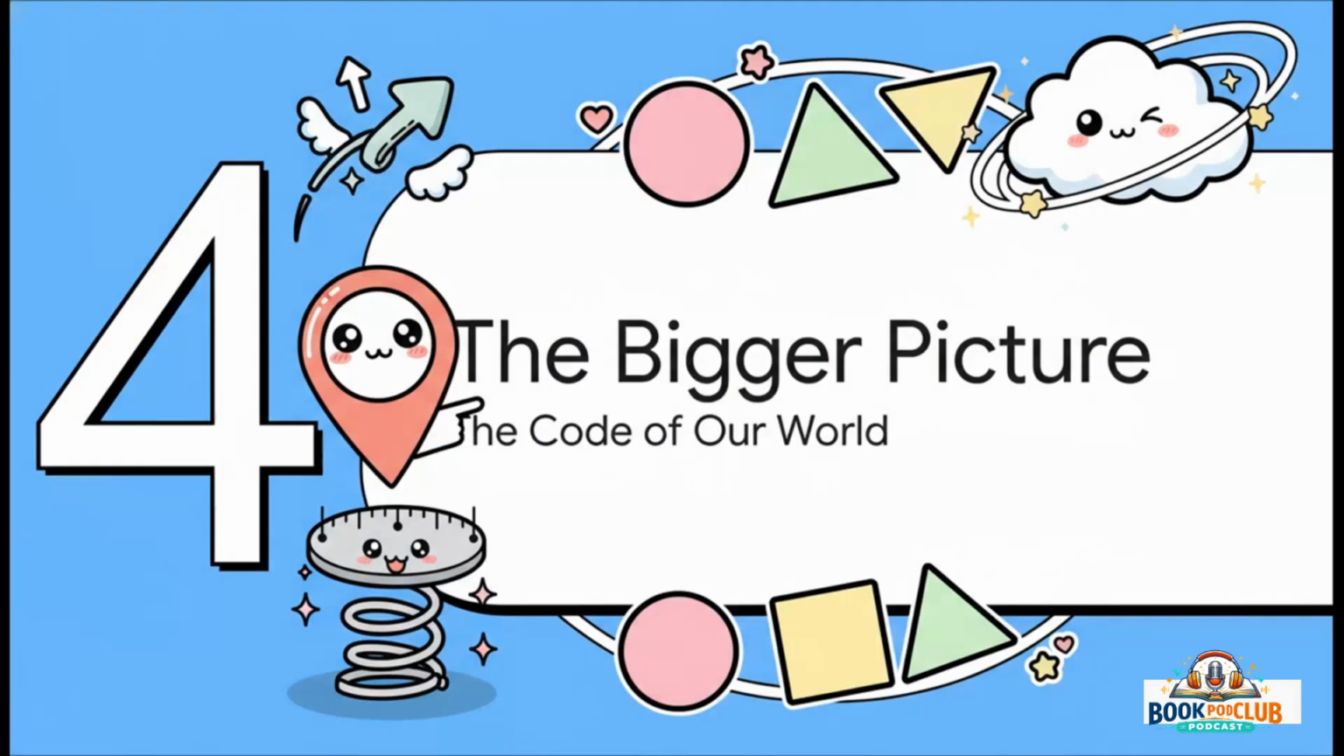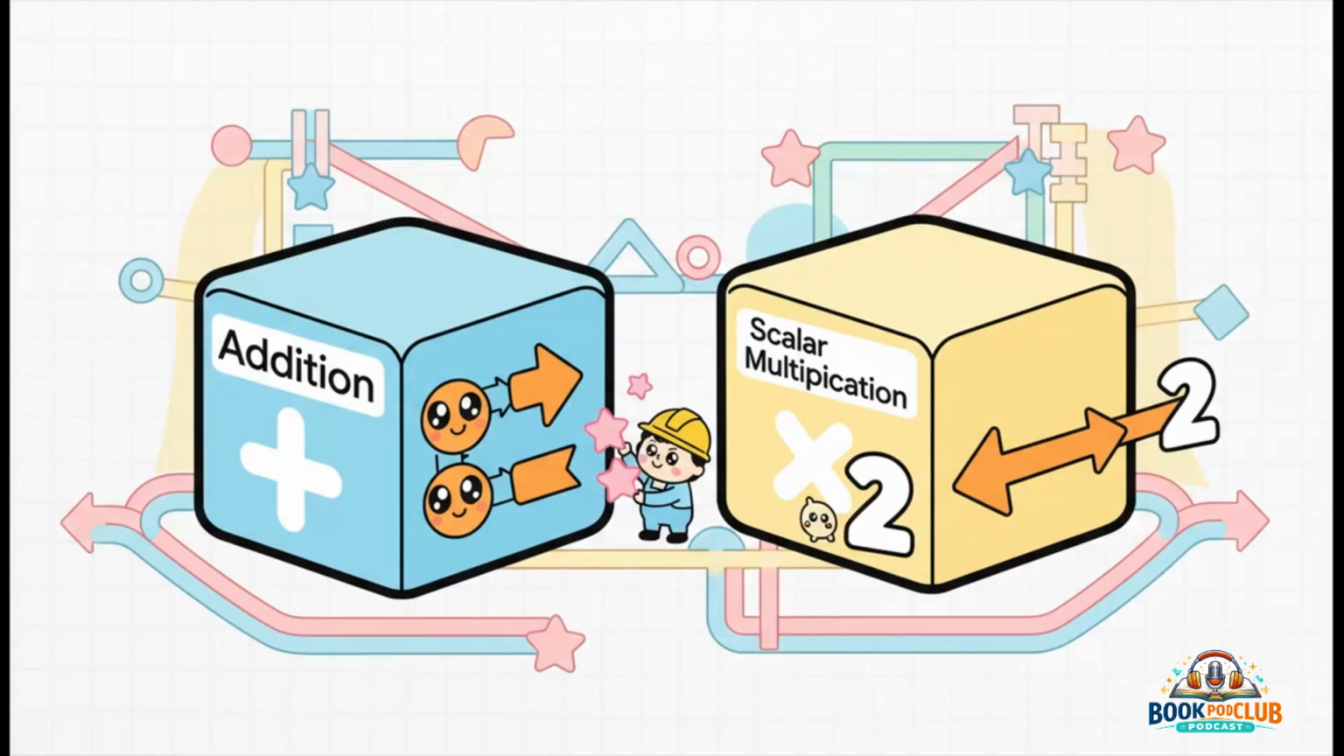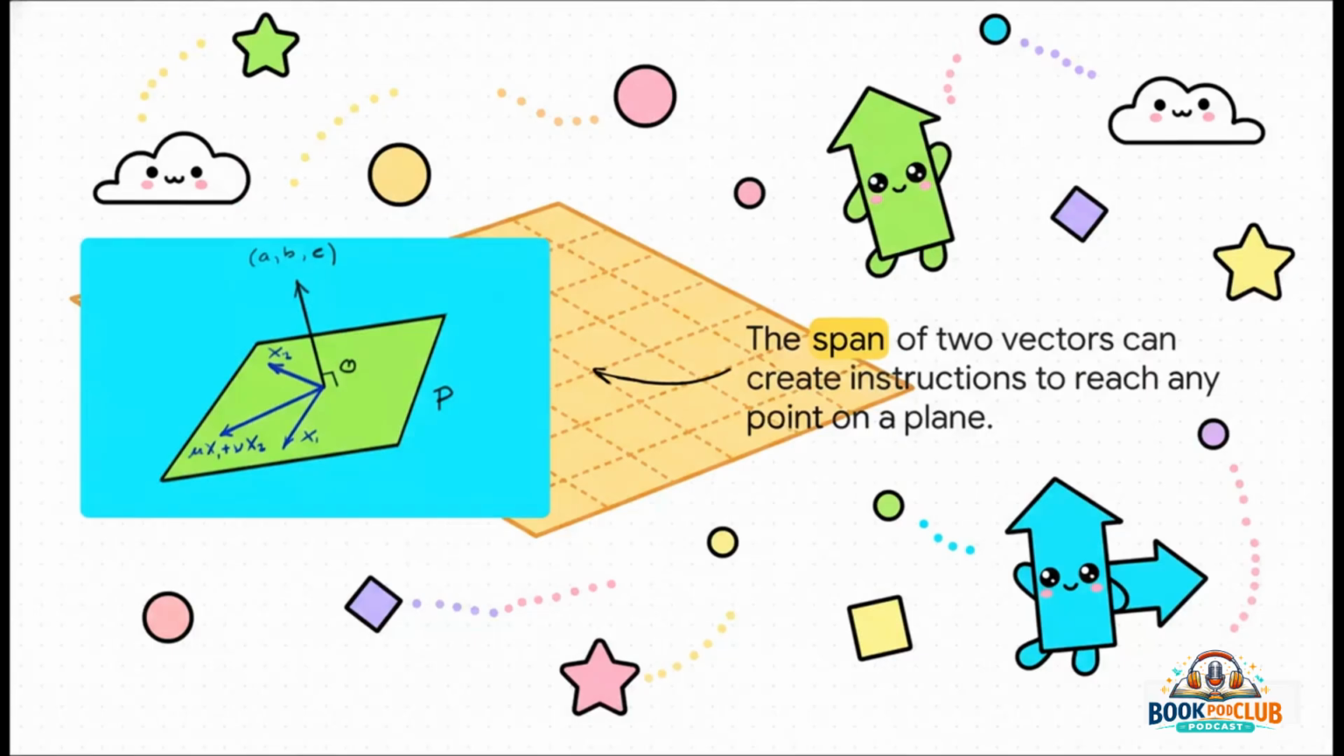So, let's take a step back. We have our building blocks now. We can define a place, we can combine moves, and we can power them up or down. What happens when we put this all together? Because this is where it gets really mind-blowing. It turns out that those 2 incredibly simple rules, just adding vectors and multiplying them by numbers, that's it. That's all you need. That's the fundamental alphabet you can use to write the instruction manual for an entire universe. This idea is called a span.